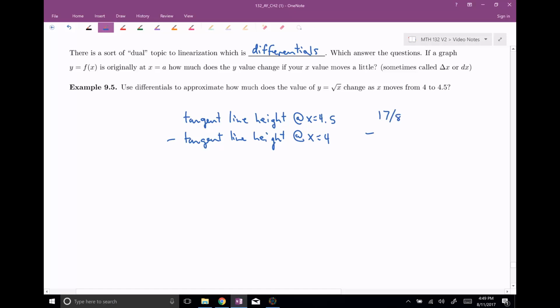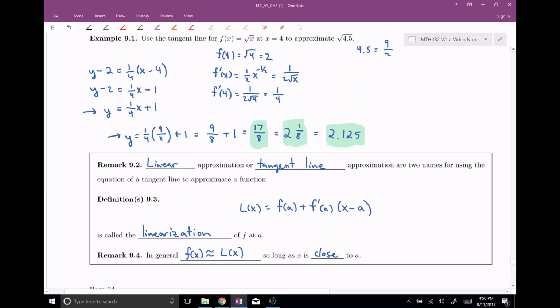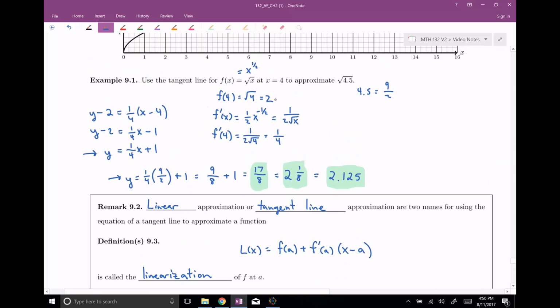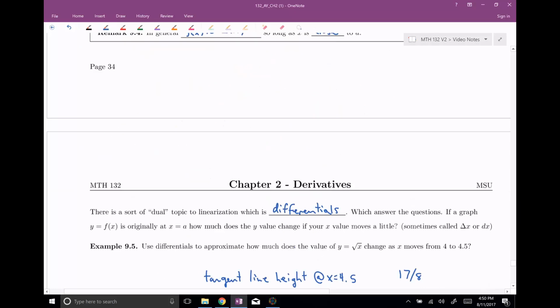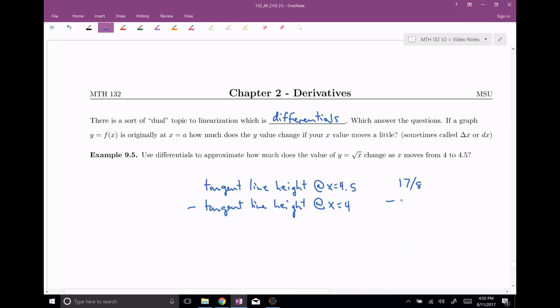And then I'm going to subtract away the tangent line's height at 4. Well, at 4, the tangent line goes through 2, right? Because it's a tangent line to the function at 4. And again, you could just plug this in. If you plug in 4 into your tangent line equation, you're going to have 1/4 times 4, and that's going to be 1, plus another 1, that equals 2. All right, so let's go ahead and subtract away 2. Well, 2 is the same thing as 16/8, and so we're going to get the answer of 1/8.